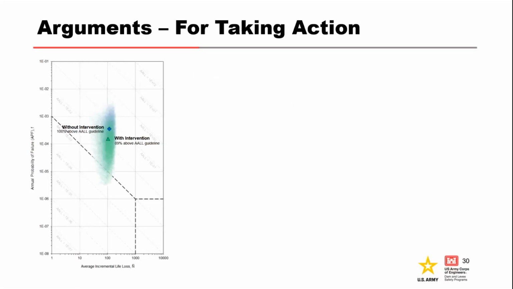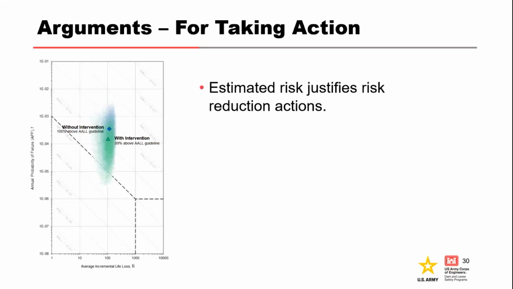When we are confident that the risks plot above the average annual life loss guidelines, we've got risks that are up here well above what we consider a societal tolerable risk. That risk justifies some sort of risk reduction activities.